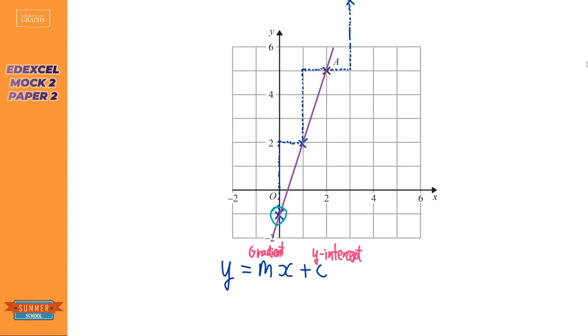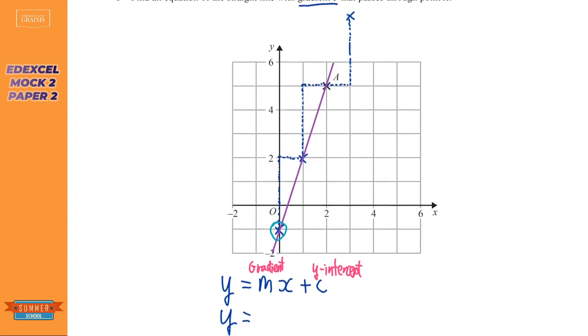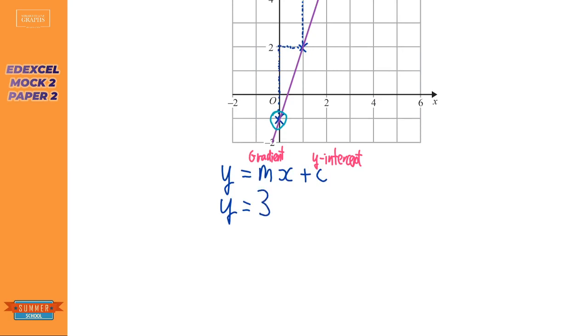So let's write that down. So y equals the gradient, which is given in the question. So it's gradient of 3x plus c. Now what is c? The y-intercept is -1. So it would be plus -1 or just -1. So the answer is y equals 3x minus 1.